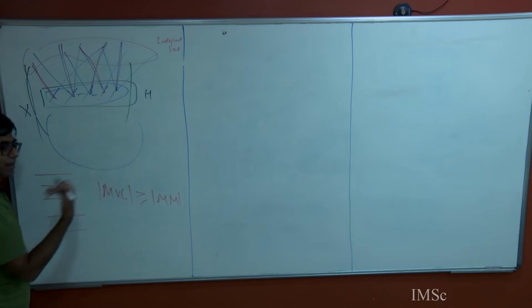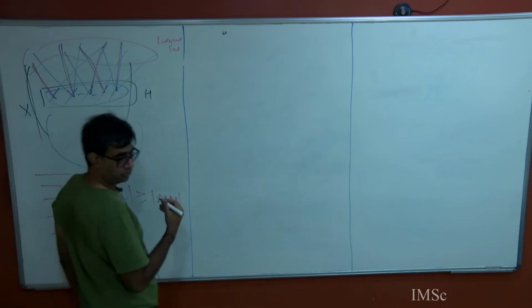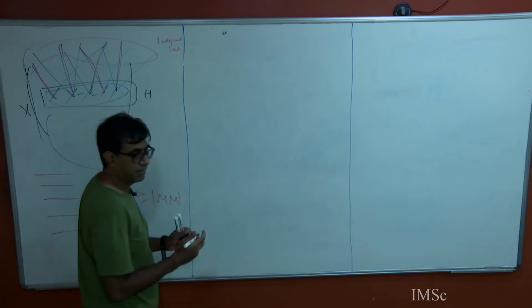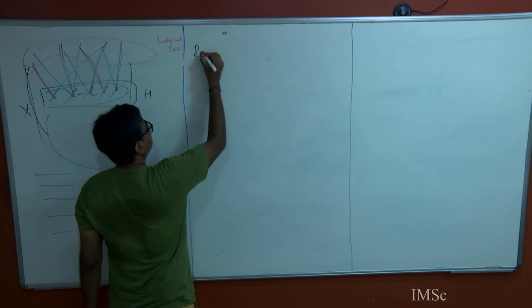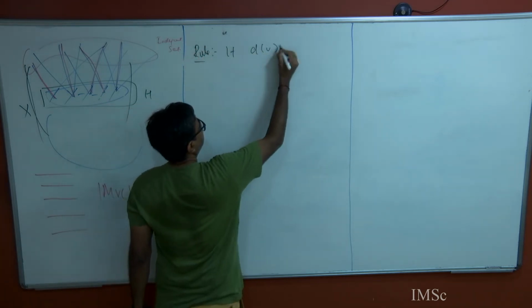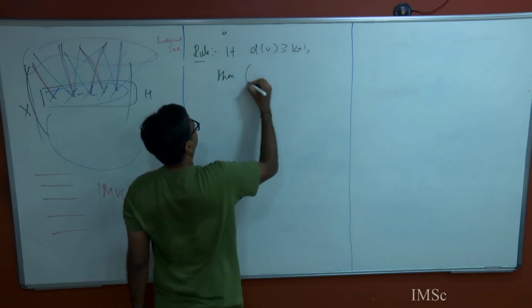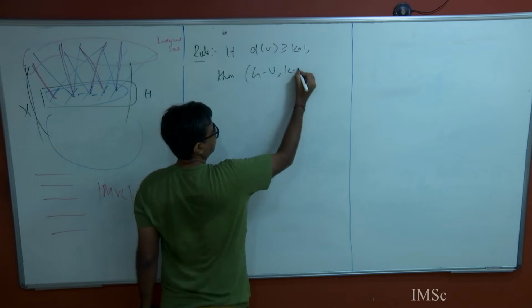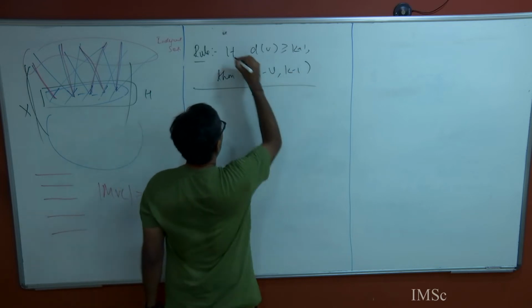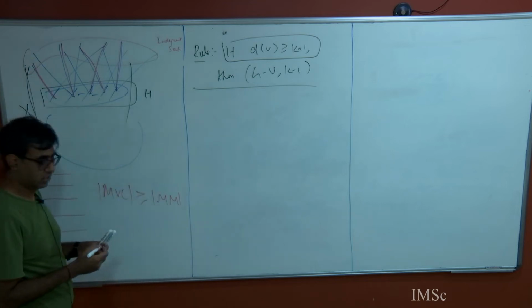Now let's write down what this situation means. When will I say that such a situation arises? What should be the rule? Look, we said what the earlier rule was: if degree of v is greater than or equal to k plus 1, then G minus v, k minus 1. Similarly, what should the if statement be to take care of this rule?